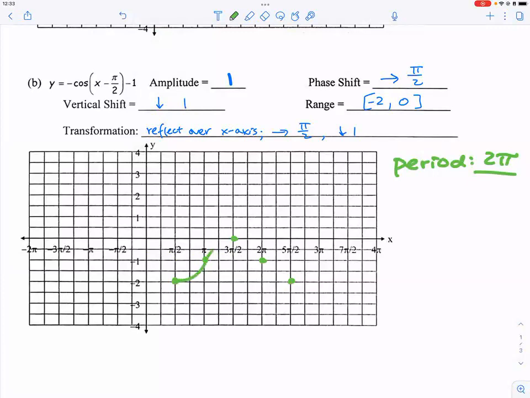And now we will go ahead and connect the dots. So that would be my first pattern, first wave.